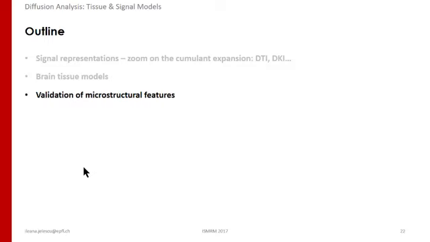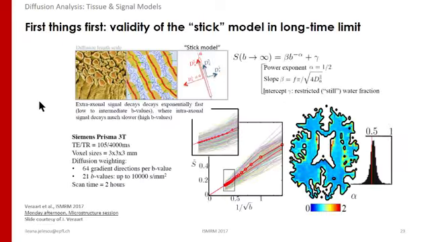So the last part of the talk now is trying to validate these microstructural features nonetheless that we get from biophysical modeling. And the first thing that is important is to try to validate the stick model for the axons in the long time limit. And this has been done very recently by Verard and colleagues.